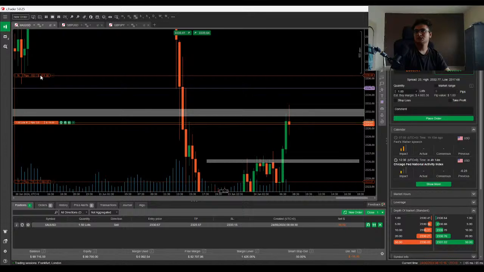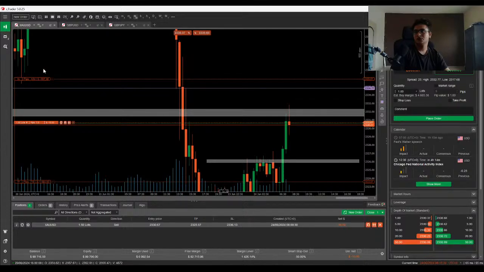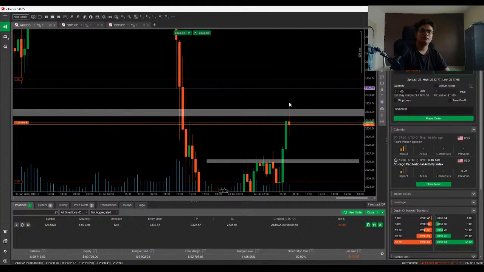Our initial risk is, I think, above the 100 or so. Yeah. So if it breaks its own high, I'm going to close partials. Okay, I'm not going to close the whole position. I'm going to close partials and see.